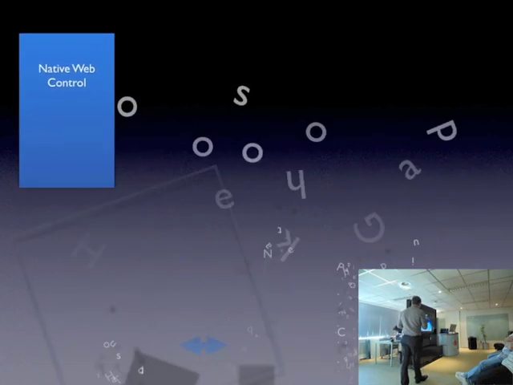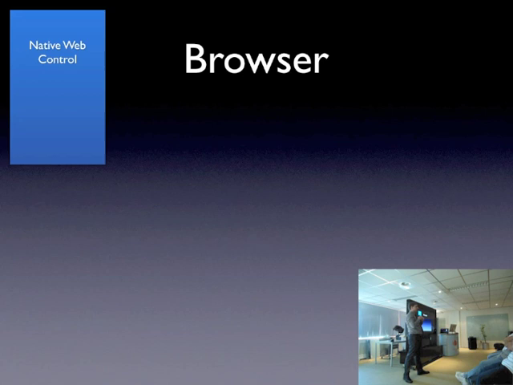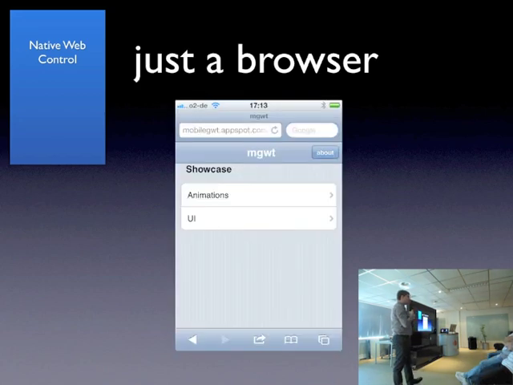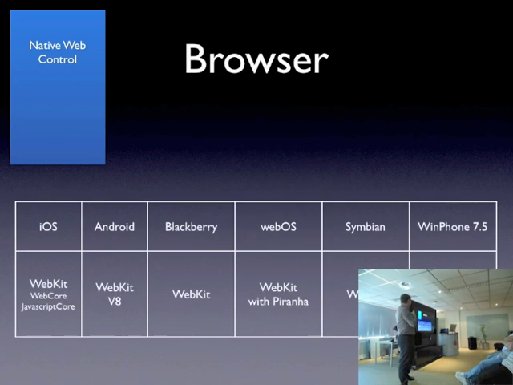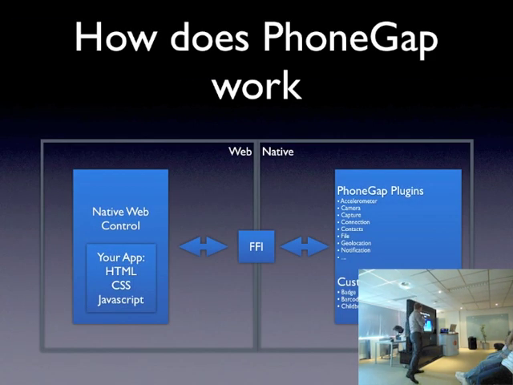Let's take a look at the native web control first. This is just a browser. Really, just a browser with no chrome. So just a full screen browser. So basically, if you know how to build good websites with HTML5, you're good to go to write your PhoneGap app. And if you take a look at the different platforms, like iOS, you see there's a WebKit underneath with Web Core and JavaScript Core. If you take a look at Android, there's WebKit with the V8 JavaScript engine. If you take a look at BlackBerry, you see WebKit. The only thing that's different here is Windows Phone 7.5 with IE9. So basically, if you know how to write apps for a good modern browser, you're almost good for every platform.